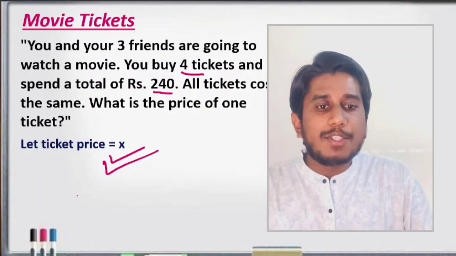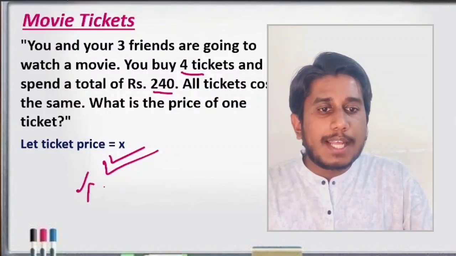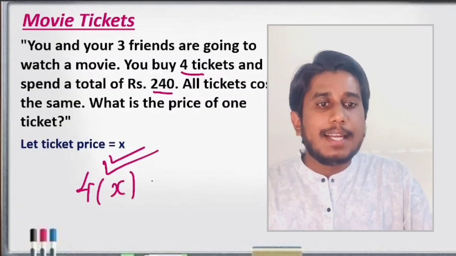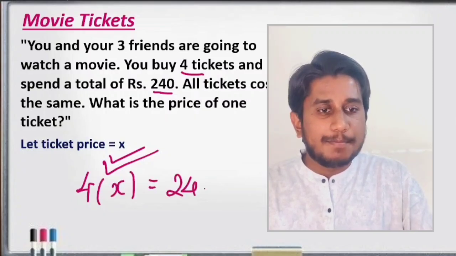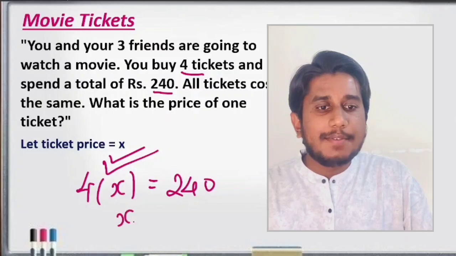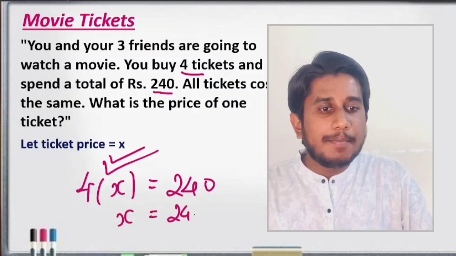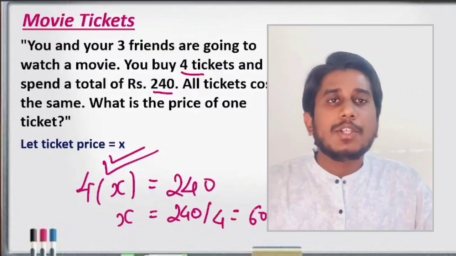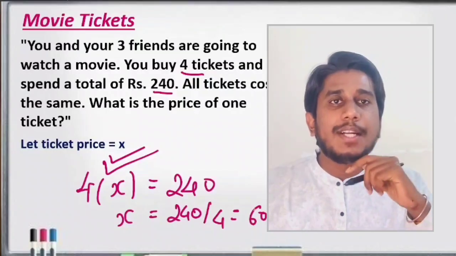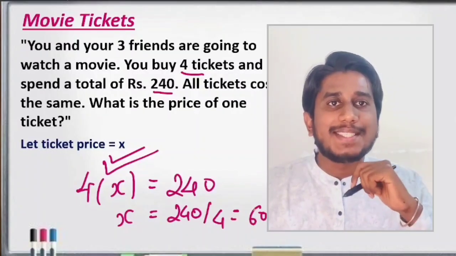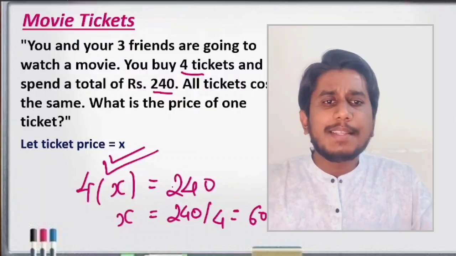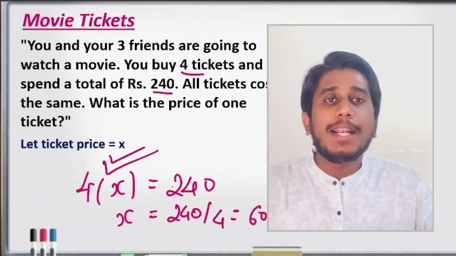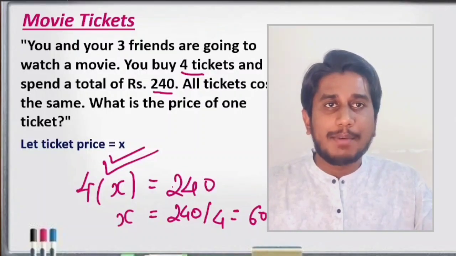So the simple equation becomes 4 times the price of one ticket, that is X, equals 240. Now X becomes 240 divided by 4. It will be simply 60. So what is the price of one ticket, students? It is 60 rupees, right? This is a simple linear equation in one variable.